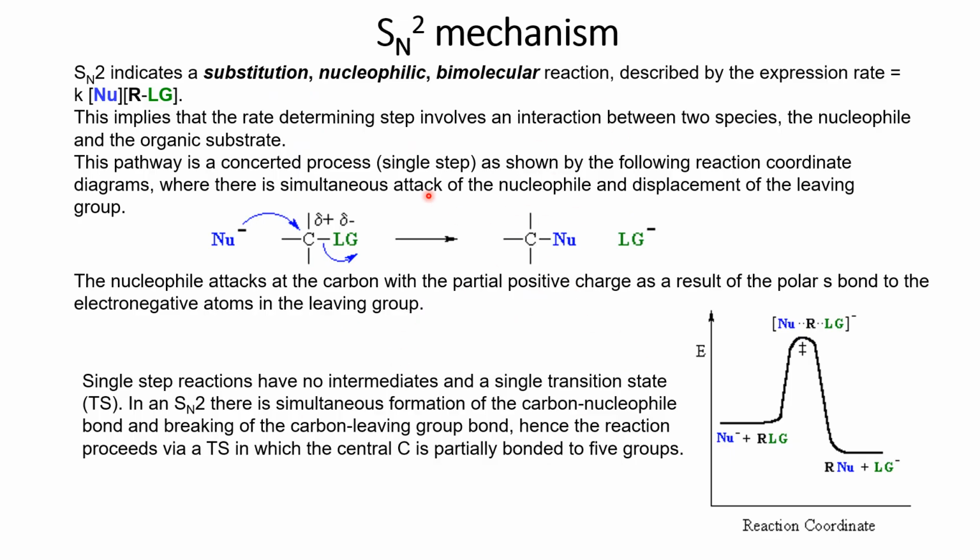Let us move on to SN2 mechanism. Once again, S stands for substitution, N for nucleophile, 2 for bimolecular reaction, that is given by the rate expression. So here the rate determining step involves interaction between two species, the nucleophile and the organic substrate. So it is a single step process. The attack as well as the leaving of the leaving group takes place simultaneously.